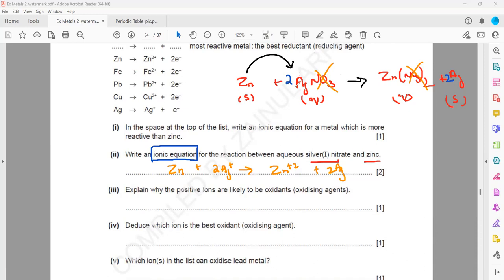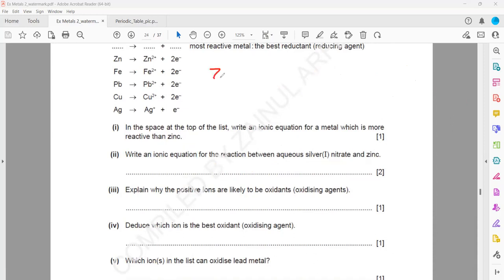So how to construct an ionic equation? Even with this information, you can construct an ionic equation as well. I know zinc is more reactive and it is reacting with silver solution, or a silver ion. When they react, the zinc will turn into an ion and silver will turn into an atom. And then balance the equation, because if zinc is losing 2 electrons, silver should gain 2 electrons. So that's why this should be 2 here and 2.